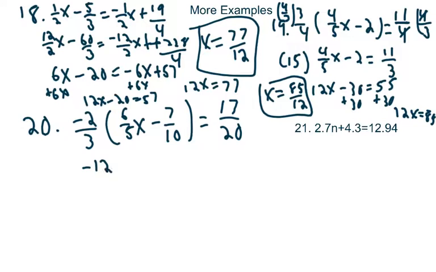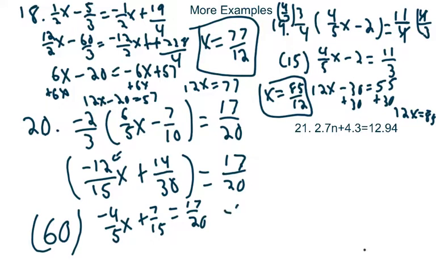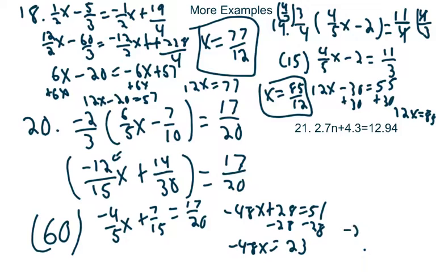Let's distribute. That'll be negative 12 over 15x, then plus 14 over 30 equals 17 over 20. That'd be negative 4/5 x plus 7 over 15. You can divide this by 2. You can divide this by 3. And it equals 17 over 20. Multiply everything by 60. Then it would be negative 48x plus 28 equals 51. Subtract 28 for both sides. Negative 23 equals 48x. Negative 23 over 48 would be your answer.